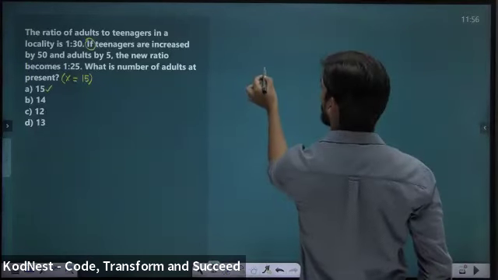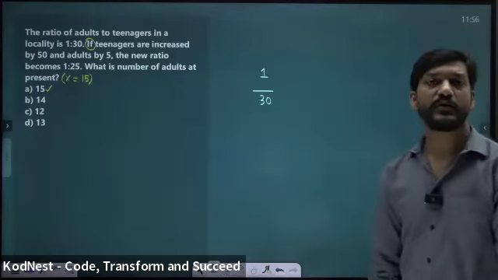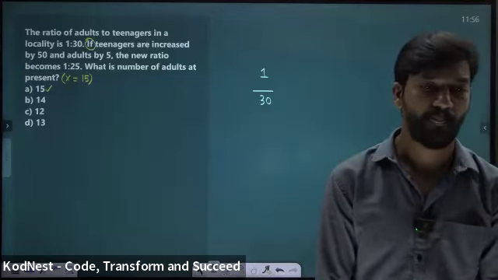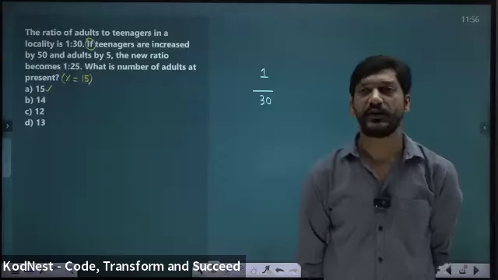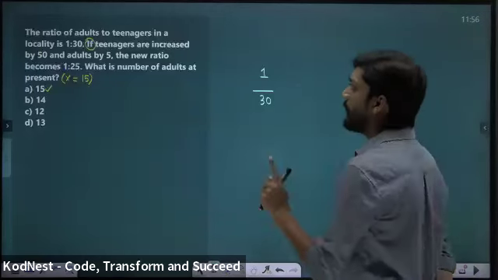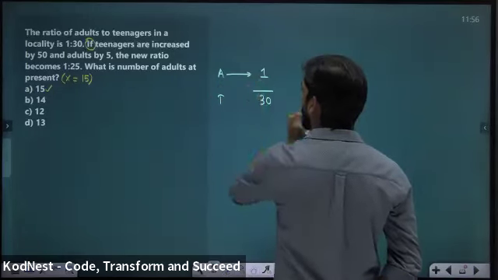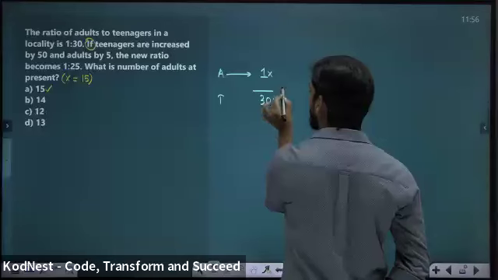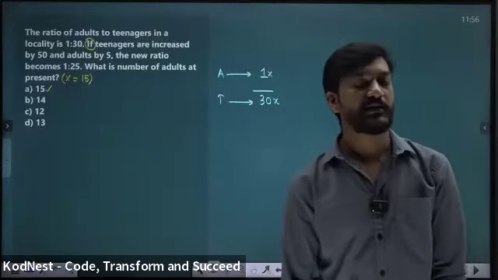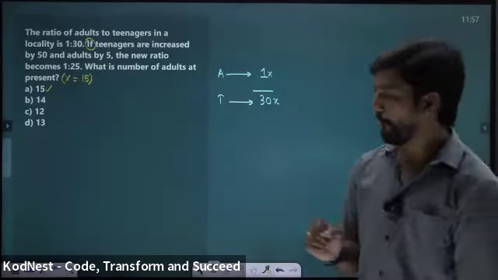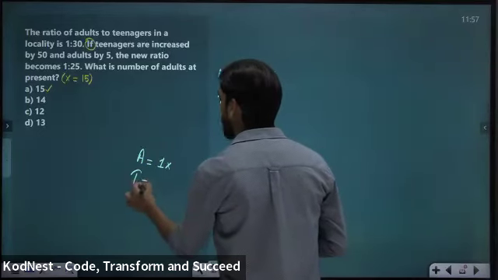All right. So what is the ratio? 1 and 30. So this is the first ratio, yes or not? Yes or not? 1:30 is the first ratio. Okay. It is the ratio of adults to teenagers. So can I say adults are 1x, teenagers are 30x? Carefully answer. Adults are 1x, teenagers are 30x. I'm writing separately also.